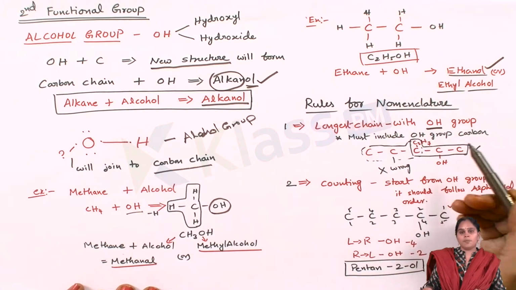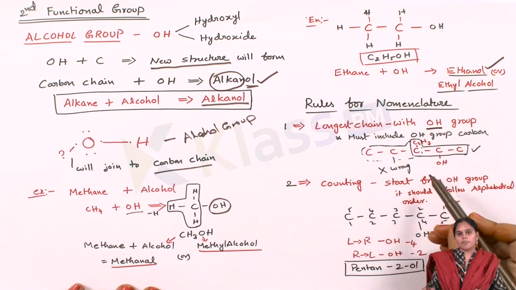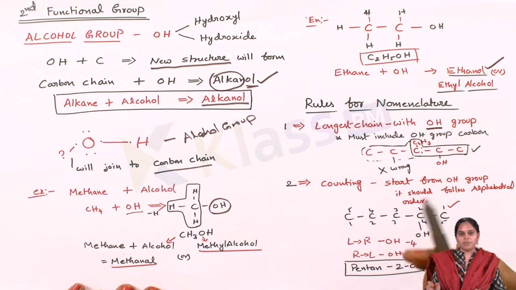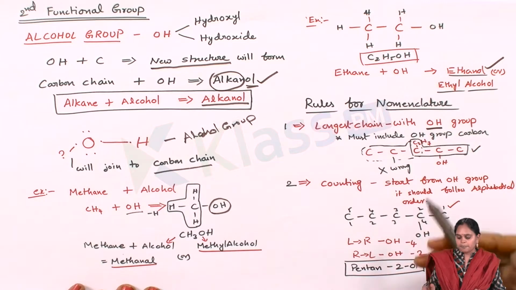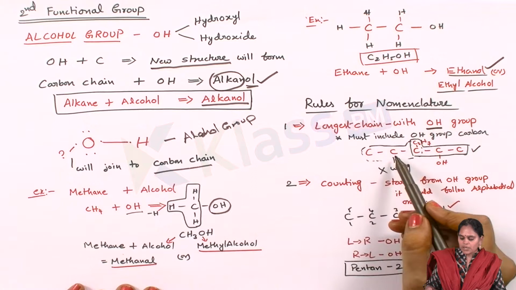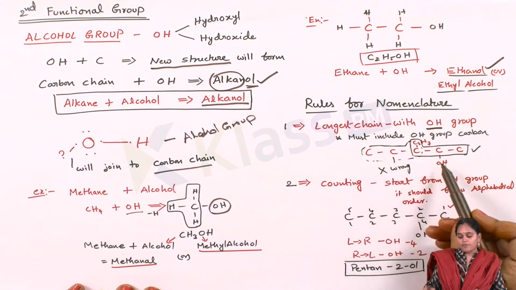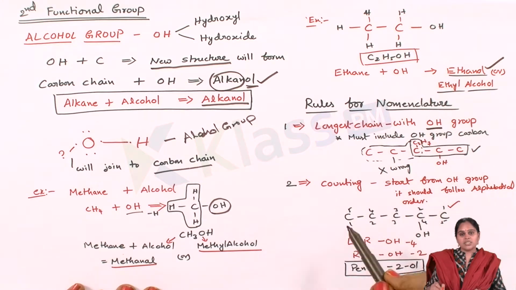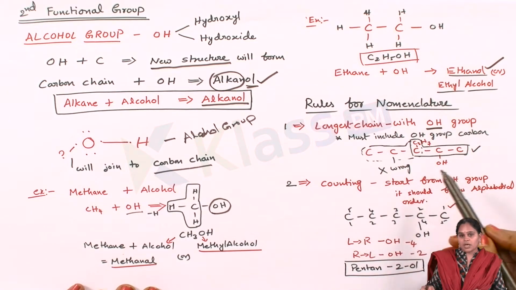It must include the OH group carbon. Whichever carbon is having OH should be considered in the chain. Without that you should not count the longest chain. See here, if this is the carbon's longest chain, 1, 2, 3 and here 3 are there, so together 6 carbons. This might be the longest chain if you consider without OH. But we need to consider the OH group, right? So this is not the right format. This is wrong.